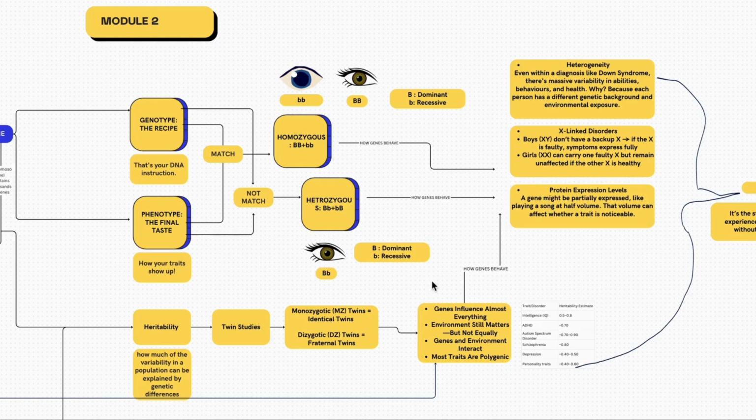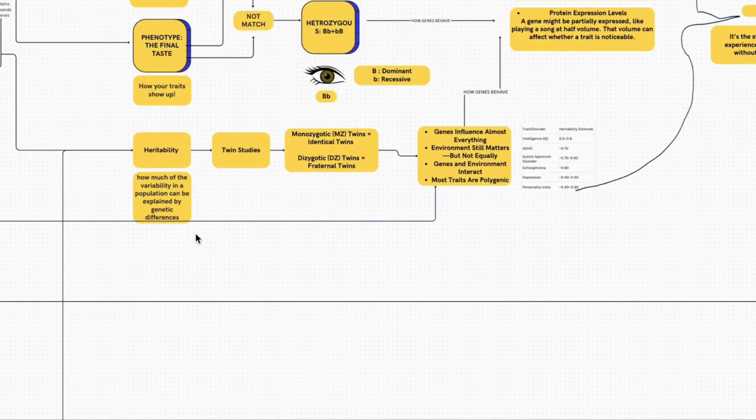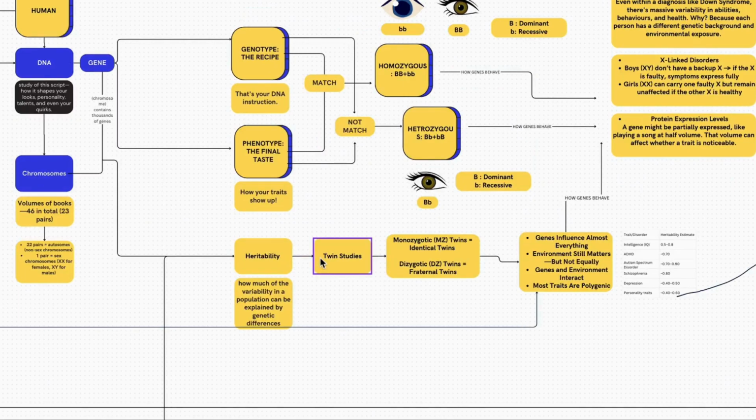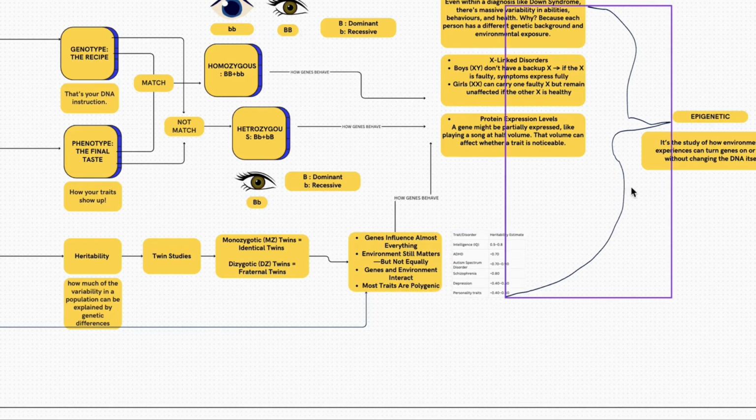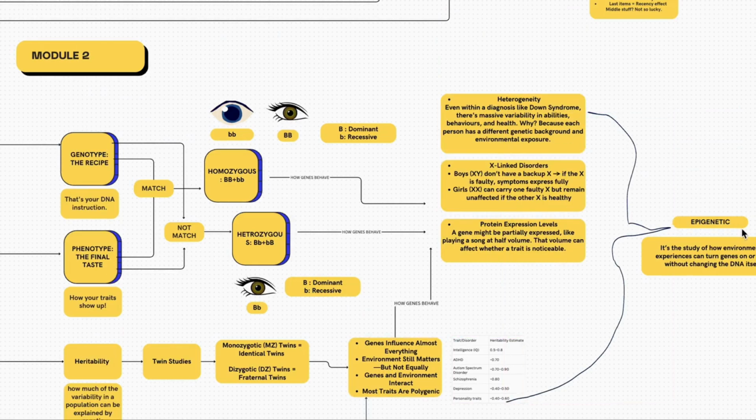So let's go back to learning about heritability. Heritability is how much of the variability in the population can be explained by genetic differences. This was studied using twin studies. They picked monozygotic twins, who are identical, and dizygotic twins, who are fraternal. After studying, they found that genes influenced almost everything. Environment still matters, but not equally. Genes and environment interact, and most traits are polygenic. All of these are ways genes behave, and this can be studied with epigenetics. It's the study of how environmental experiences can turn genes on and off without changing the DNA itself.